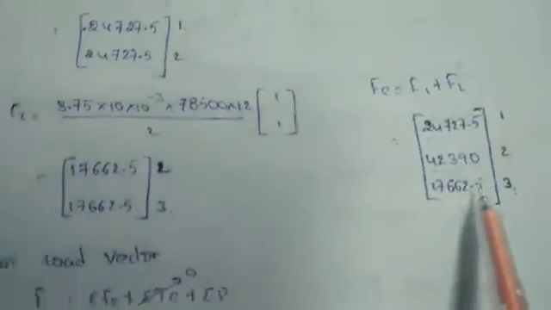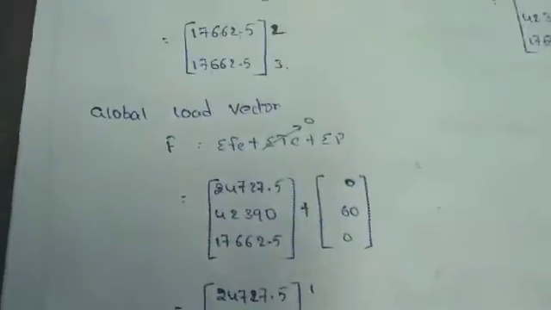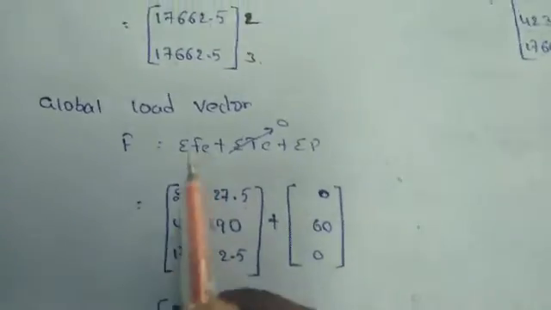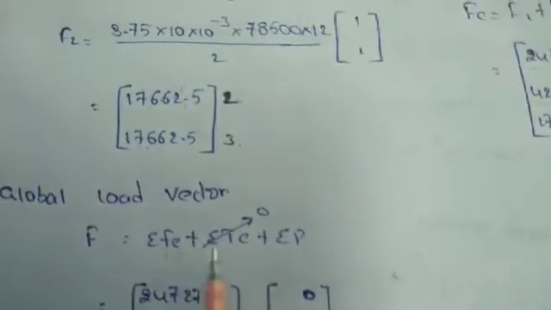Okay, next is the global load vector. What is the global load vector? F equals sigma Fe plus sigma Te plus sigma P. Here sigma Fe means body force. Okay, body force. Here T means tractive force.